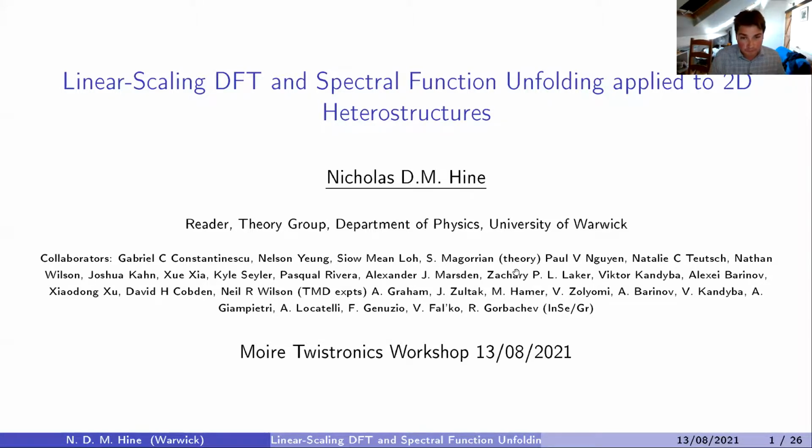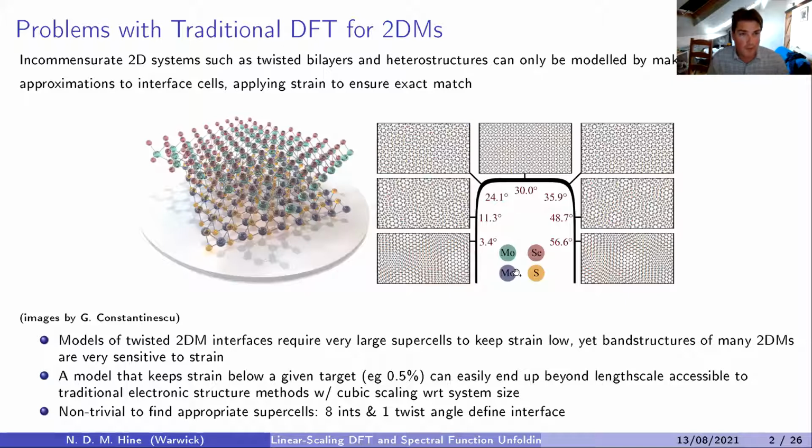So what's the motivation here? Well, traditional DFT encounters serious problems when we try to apply it to 2D material heterostructures. As I'm sure anyone who's tried to simulate a heterostructure with incommensurate lattice parameters knows, you can only model them by making a commensurate approximation to the interface, and then you still need to strain one layer or both layers to make an exact match.